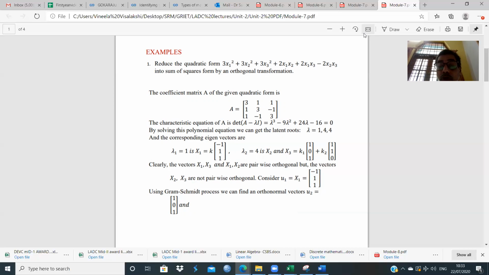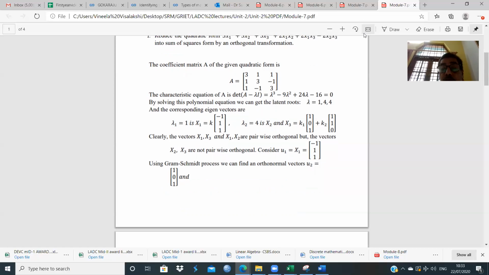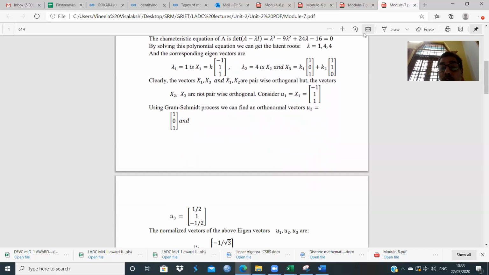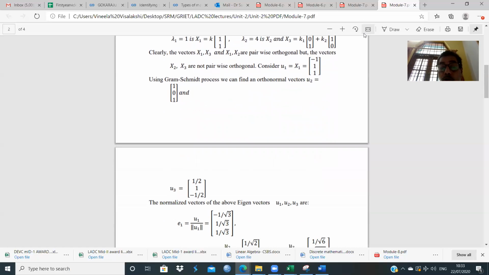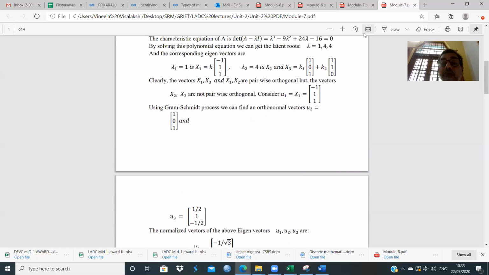But this choice of vectors (1, 0, 1) and (1, 1, 0) is not good in the present context because they are not mutually orthogonal. So we use the Gram-Schmidt process and convert these two vectors into two new vectors which are mutually orthogonal. So we retain the first one, (1, 0, 1), as it is, and then we find the next one as (1/2, 1, -1/2) using the Gram-Schmidt process.